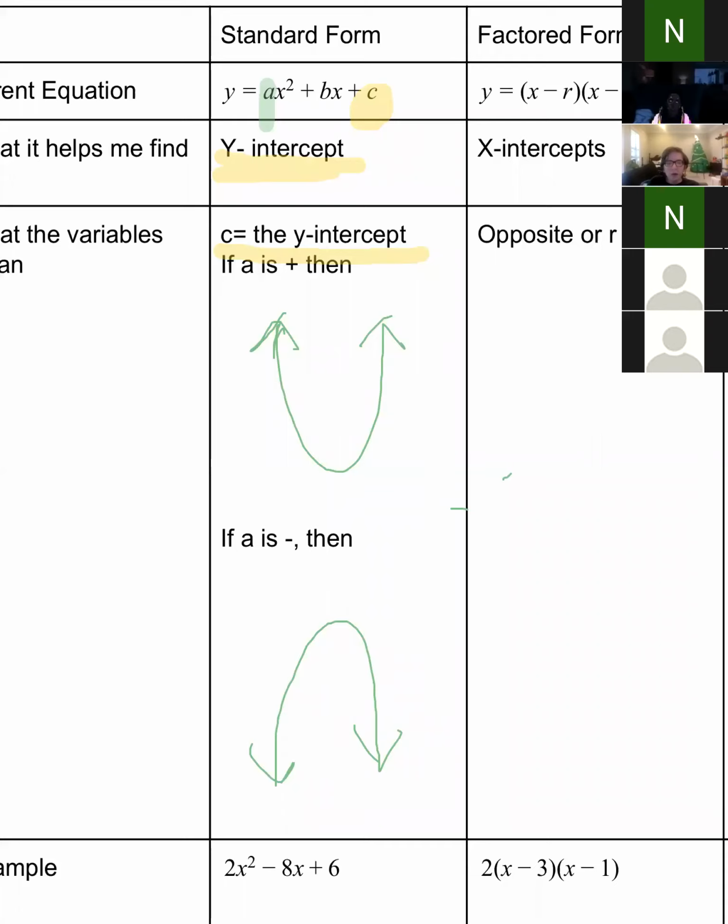But the C value, this last number, the thing that doesn't have an x on it, that is your y-intercept, 0, 6. Do you guys see that? Does that make sense? Okay. So now what I'd like you to do, I'll put it into chat, but I'd like you to type in the other equation that is next to it. Leave your equation that's already there. But in another line, type in the next one.